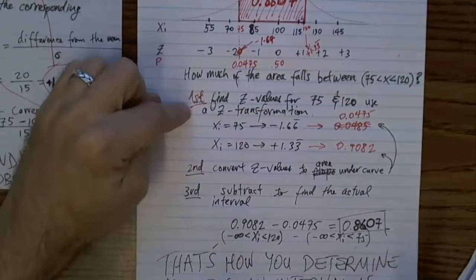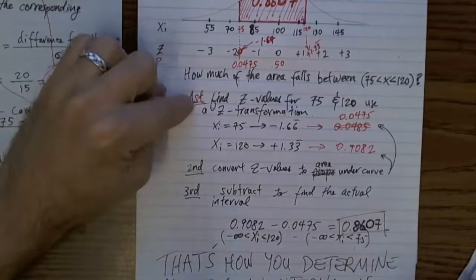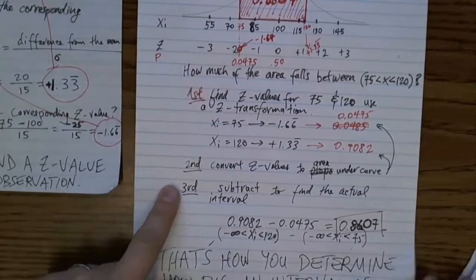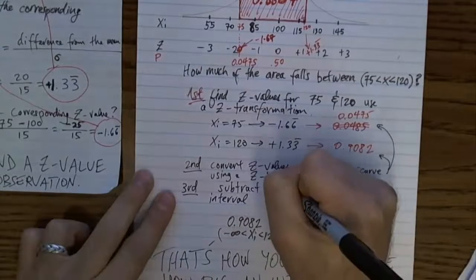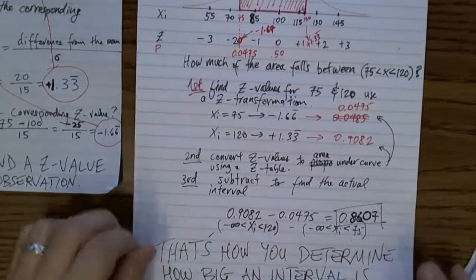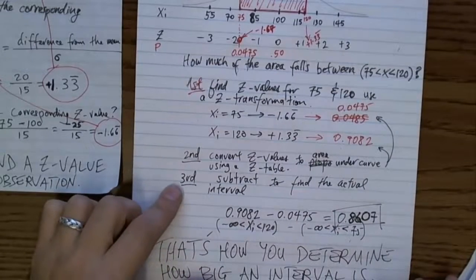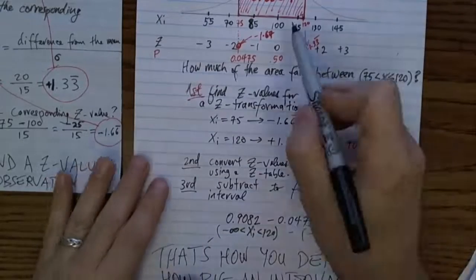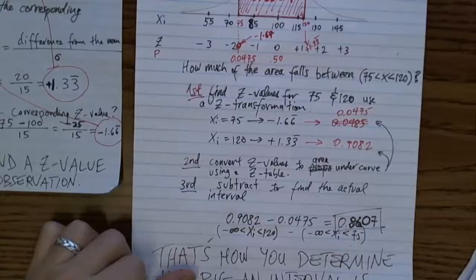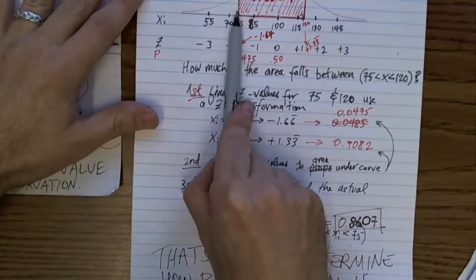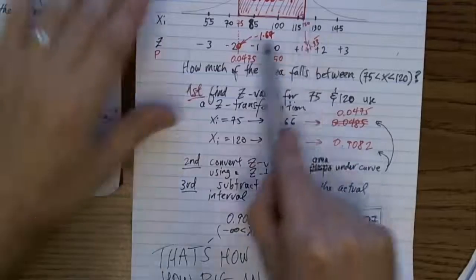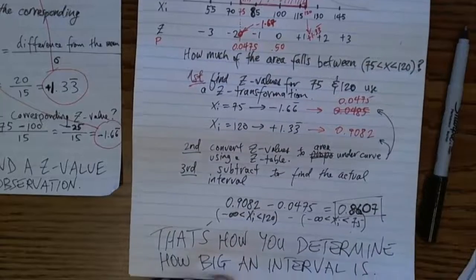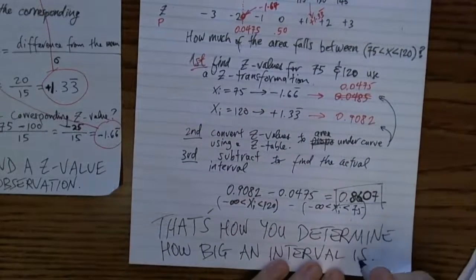You find your z-values for the upper and the lower bound. And so you find these z-values using the z-transformation. You convert these z-values to some area under the curve using a z-table. So know how to use your z-table before you take the exam. And then you subtract the smaller value from the larger value to find the size of this actual interval. You subtract the area associated with the lower bound from the area associated with the upper bound, and that gives us this interval, like how much area that actually is. And that's how you determine how big an interval is.